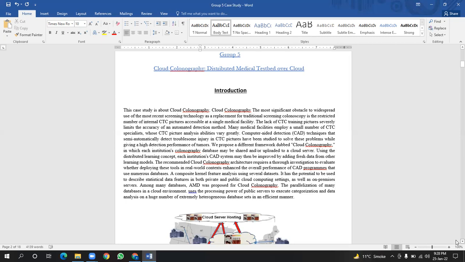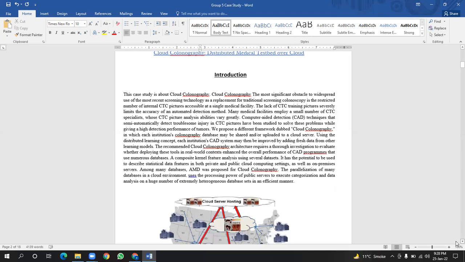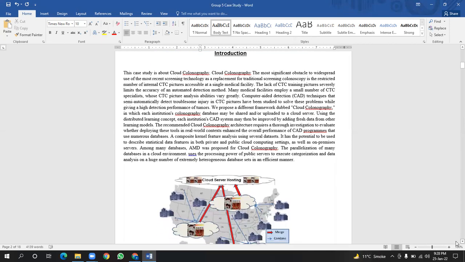So we use CAD, computer-aided detection techniques, that semi-automatically detect troublesome lesions in CTC pictures, which have been studied to solve these problems of different tumors and high detection. So we propose a different framework dubbed cloud colonography, in which each institutional colonography database may be shared or uploaded to a cloud server. Using the distributed learning concept, each institution's CAD system may then be improved by adding fresh data from other learning models.